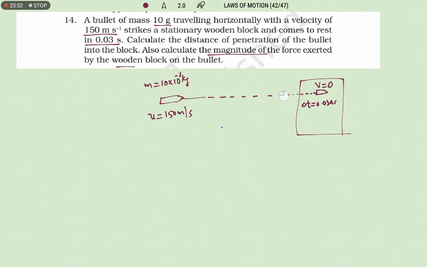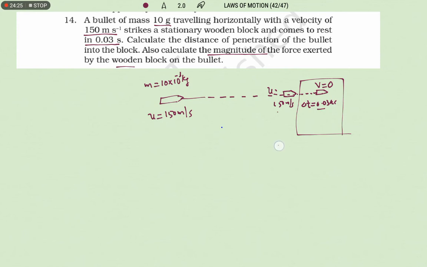So before striking the wooden block, what is the velocity? 150 meter per second is the velocity of the bullet. Calculate the distance of penetration of the bullet. So initial velocity is known, final velocity is known, time taken is given. First we need to find the acceleration.